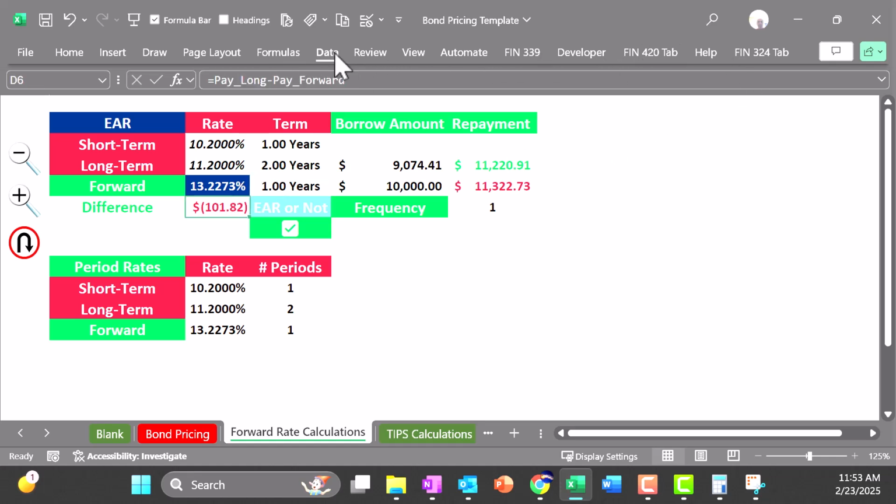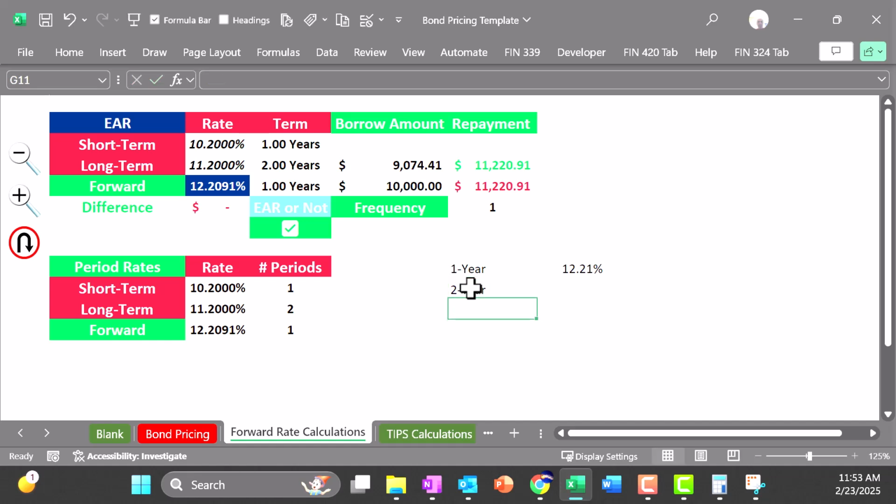Data, what if analysis, goal seek, make the difference 0 by changing, oh, by changing, let's do that first, by changing the forward rate. So next year, the 1 year rate is going to be 12.2091%.